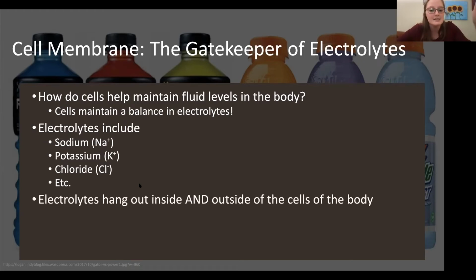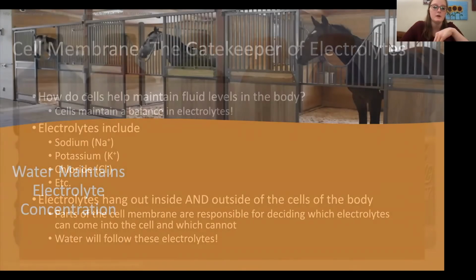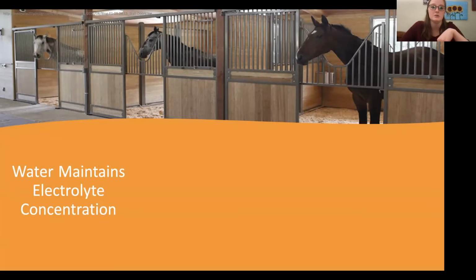Electrolytes hang out inside and outside of the cells of the body. So you have some of these sodium, potassium, and chloride electrolytes in your red blood cells and some in the extracellular fluid. Now, there are specific parts of your cell membrane that are in charge of sending these electrolytes back and forth across the cell membrane to try to keep balance in the body. But a huge thing about this is that wherever these electrolytes go, water can follow them. And I think we'll have a picture here in a minute that'll demonstrate that graphically.